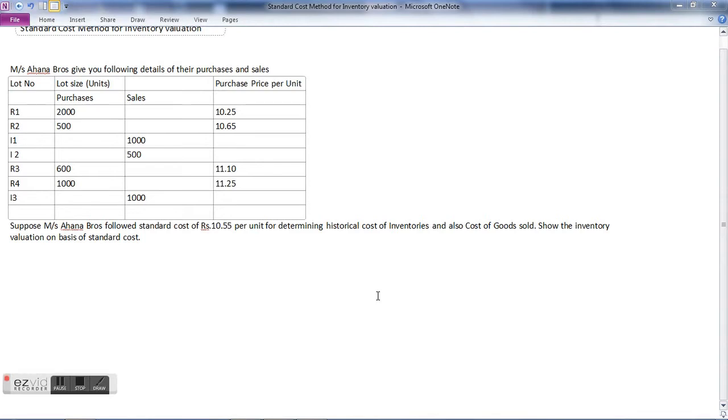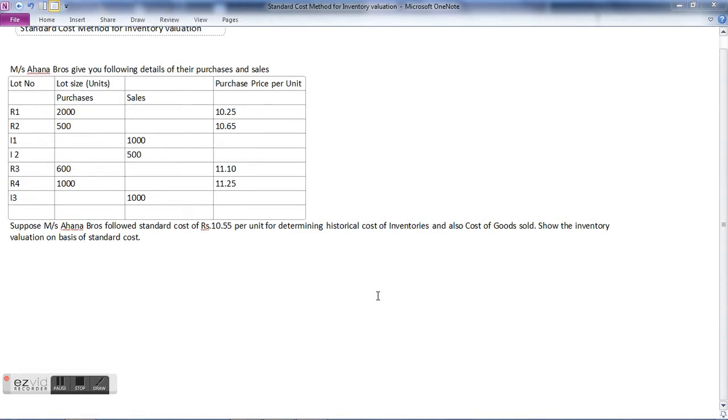The lot numbers for all the purchases begin with R, and for all the sales begin with I, if you see. So we have purchases, sales and purchase price per unit. Suppose Messrs. Ahana Brothers follow a standard cost of 10.55 per unit for determining the historical cost of inventories and also the cost of goods sold. Show the inventory valuation on the basis of standard cost. So Ahana Brothers is following a standard cost of rupees 10.55 per unit, derived depending on the current market situations and other factors affecting the cost of goods.